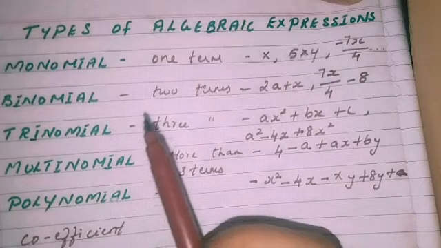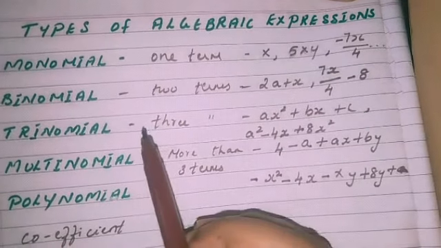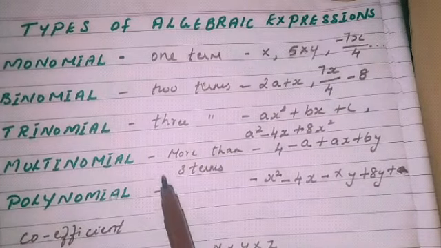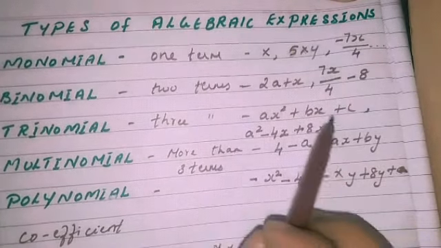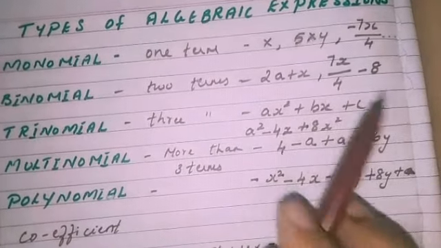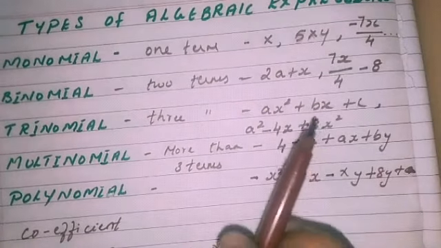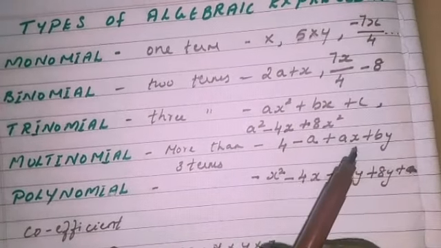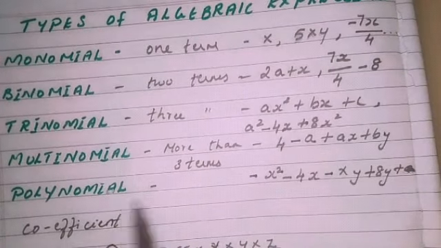So what we could say is every binomial is a polynomial. Every trinomial is a polynomial. Every multinomial is a polynomial. If any expression has 2, 3, 4, 5 or n number of terms, we could consider it as a polynomial.